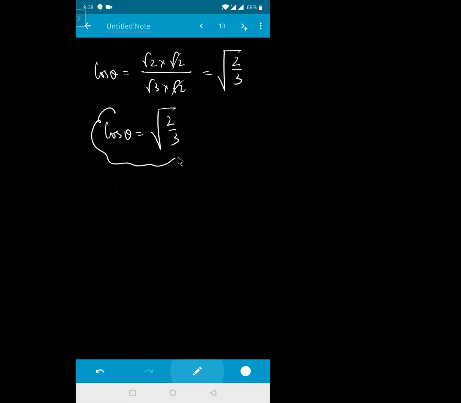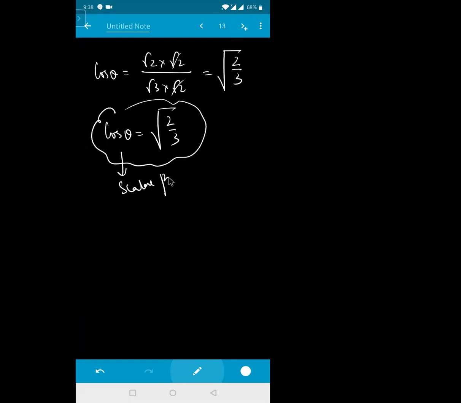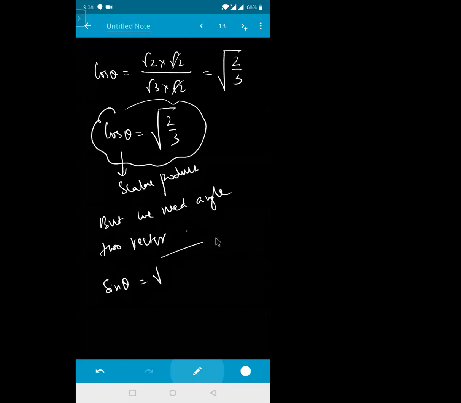But this is not the answer because this is the scalar product, but we need the angle between two vectors. That means I need to get the value of sin theta. We know the relation sin square theta plus cos square theta is equal to 1. So sin theta is equal to under root of 1 minus cos square theta.